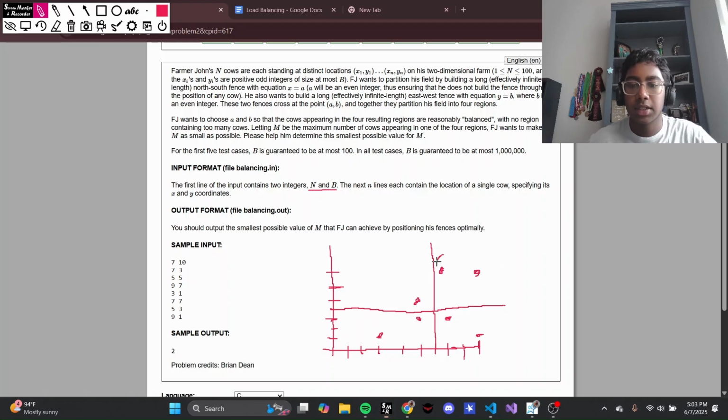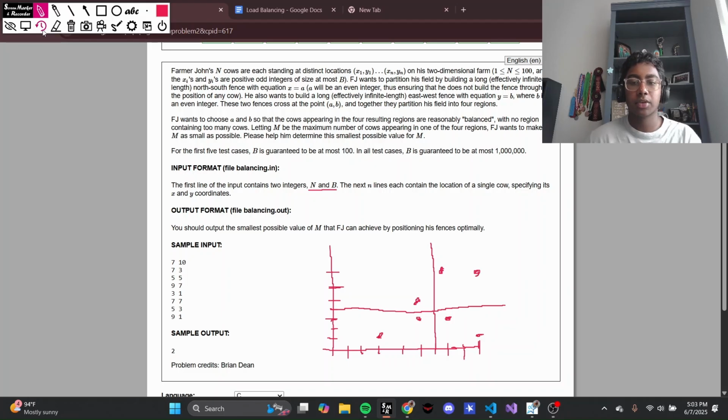Okay, and we see these are all split into groups of 2. In all of the 4 regions, they're split into groups of at most 2. So we have a size 1, but the rest are size 2. Whichever group has the max number of cows, that's the m value. So that's how you could picture this test case at least.